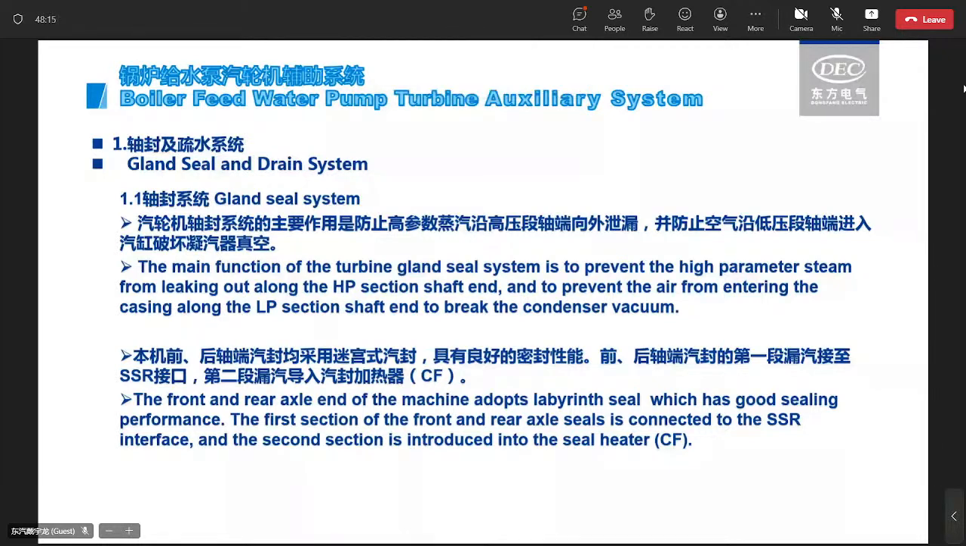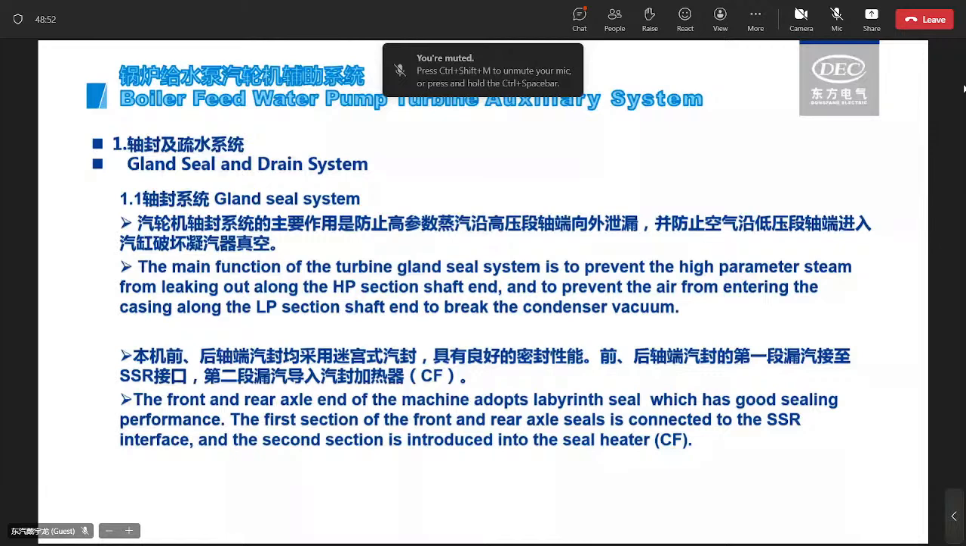The drain flash tank is installed before the condenser. When we introduced the auxiliary of the steam turbine, not yesterday, the day before yesterday. There is no issue about the flash tank. We understand this SSR means flash tank, and this sealing will be interfaced with the flash tank.